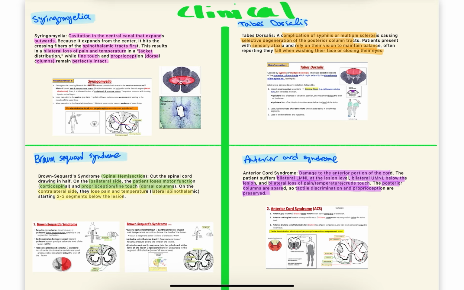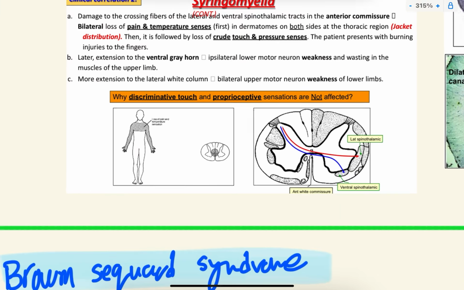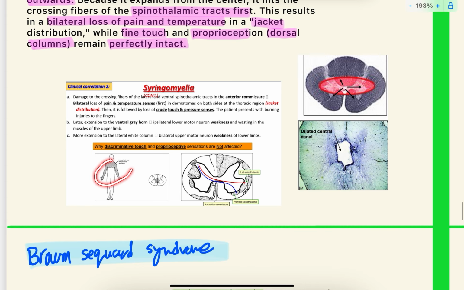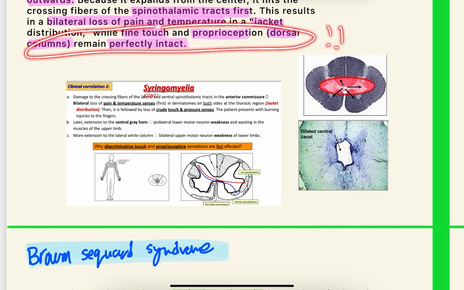And remember, what did we explain and talk about in the spinothalamic tracts? Since it affects the spinothalamic tracts, this person will have bilateral, meaning on both sides, loss of pain and temperature. It will appear in a jacket distribution. While the fine touch and proprioception, which are associated with the dorsal column, will be perfectly intact. This is important to pay attention to.